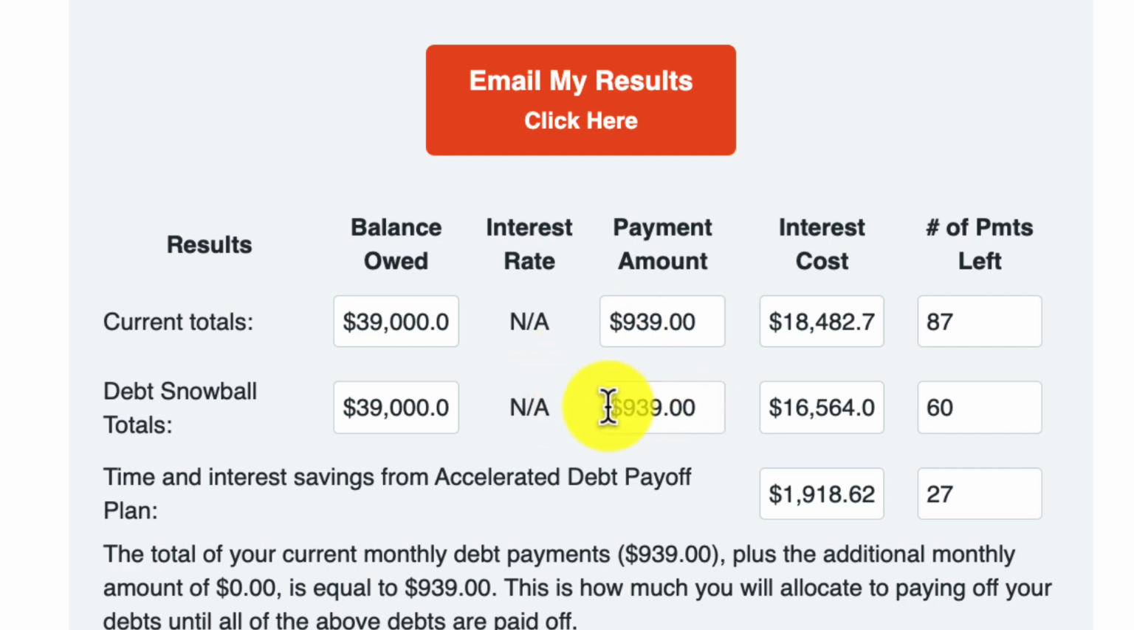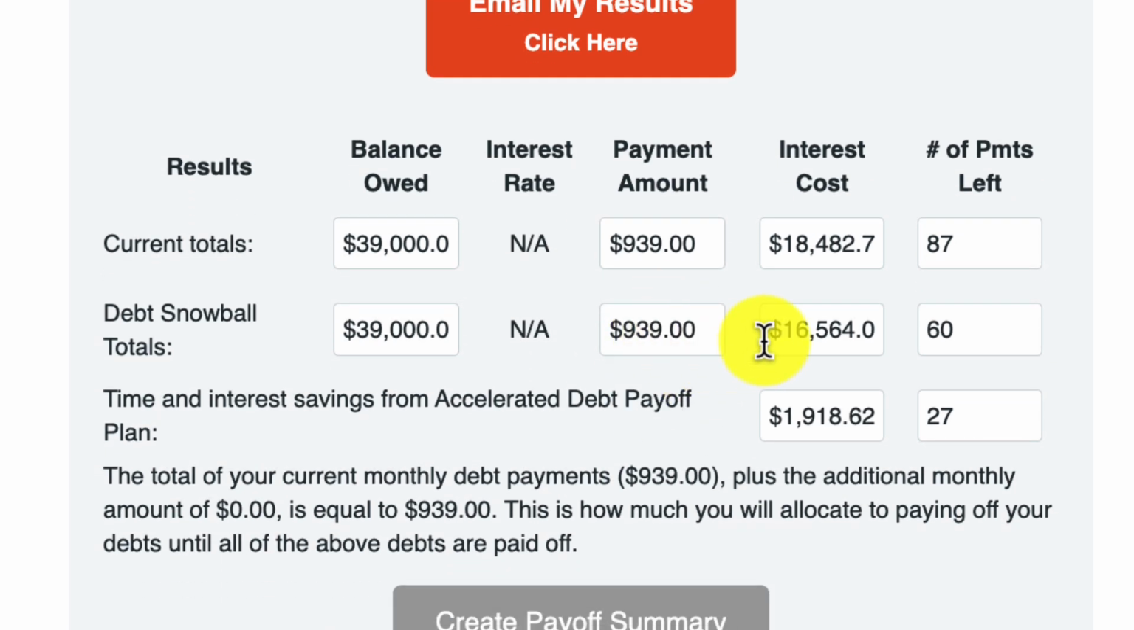So here you can see you don't need additional funds. You're still paying $939 every month, but you're going to pay $16,000 in interest, not $18,000. So right here it tells you a summary of the savings. You're going to save $2,000, and instead of taking 87 months, it's going to take 60. Therefore, you saved 27 months, just like you saw on the board.